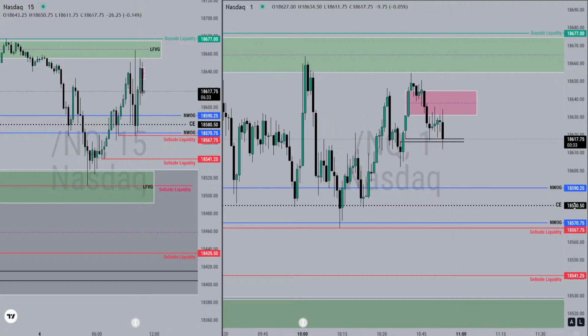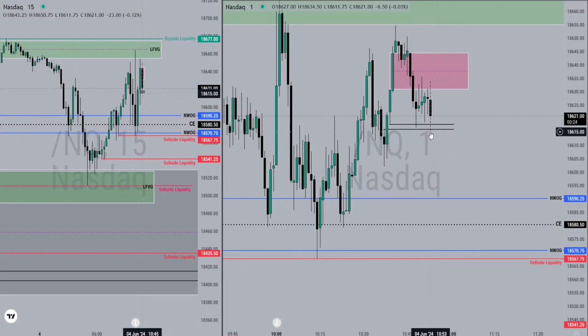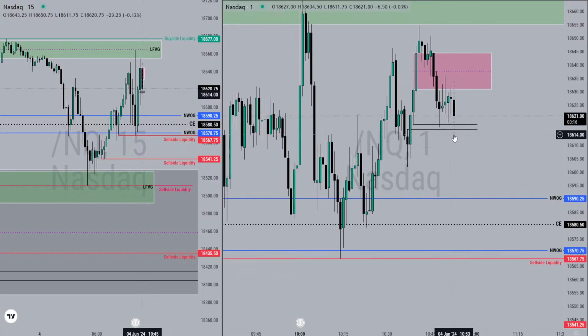I'm going to take another sell if it can close below this parallel gap. If it can close below this parallel gap, I would love to take another sell. If it fails to close below this parallel gap, this specific candle, I'm not interested in taking a sell.